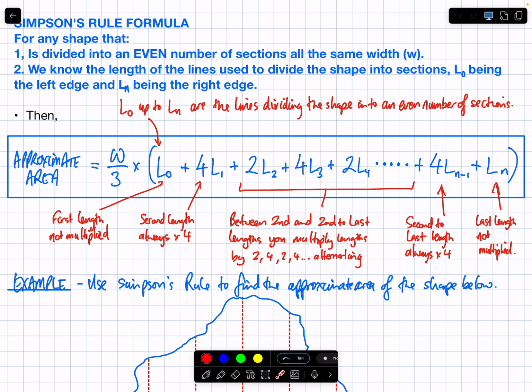2, we need to know the length of the lines that divided the shape. So if you're imagining an irregularly shaped cake, every one of those slices, I need to know how long those slices were. All right? So we know the length of the lines used to divide the shape into sections, L0 being the left edge and LN being the right edge. Just get up to here for now so I can talk you through the formula.